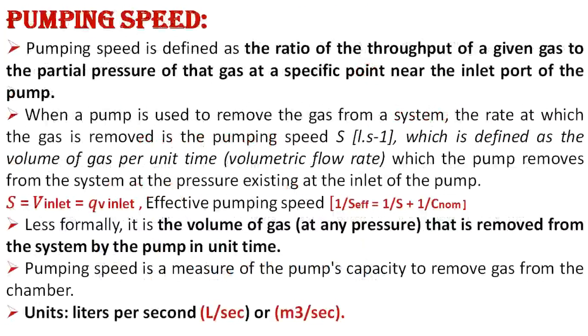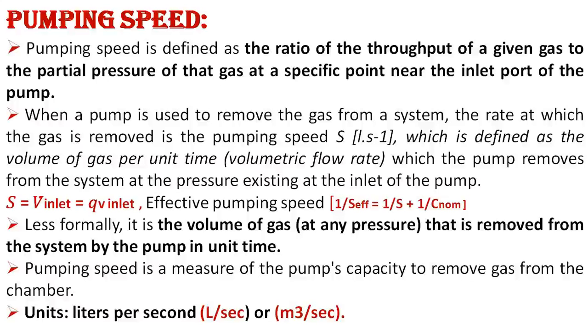Next concept is the pumping speed. Pumping speed is defined as the ratio of the throughput Q of a given gas to the partial pressure of that gas at a specific point near the inlet port of the pump. So the pumping speed is the ratio of throughput and partial pressure of that gas at a specific point near the inlet port of the pump.